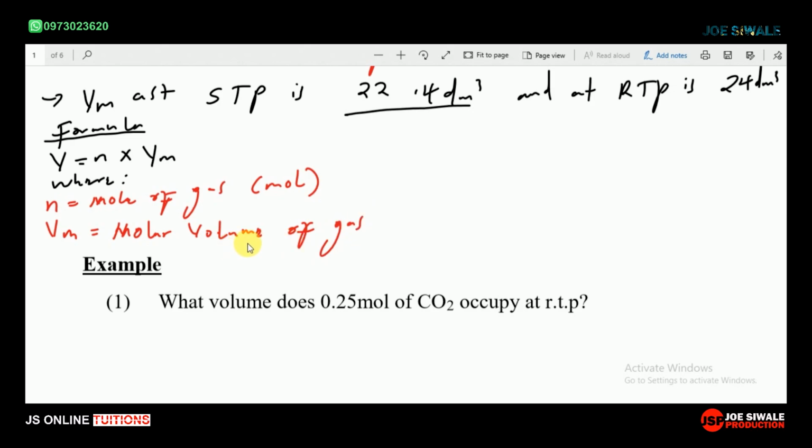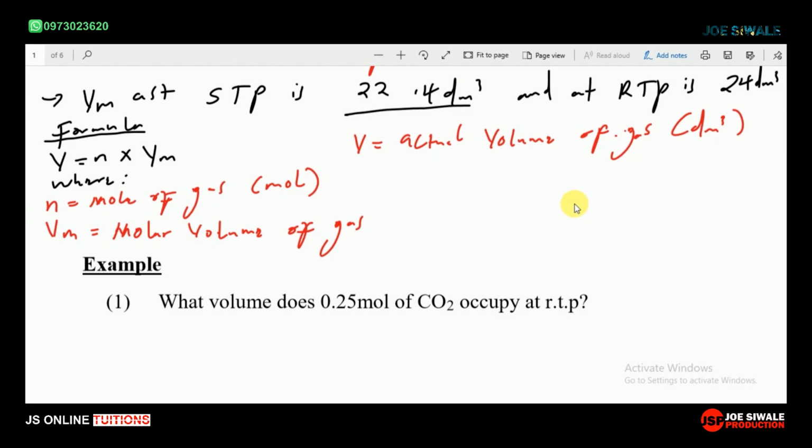And the molar volume of gas, we have said, can either be 22.4 cubic decimeters at standard temperature and pressure, or 24 cubic decimeters at room temperature and pressure. Then V, the one that we are calculating, represents the actual volume of gas, and the unit there is cubic decimeters.